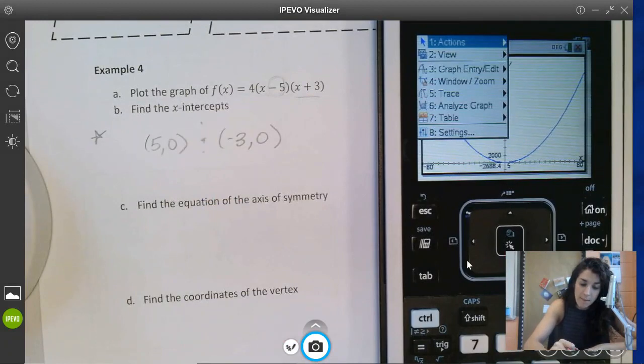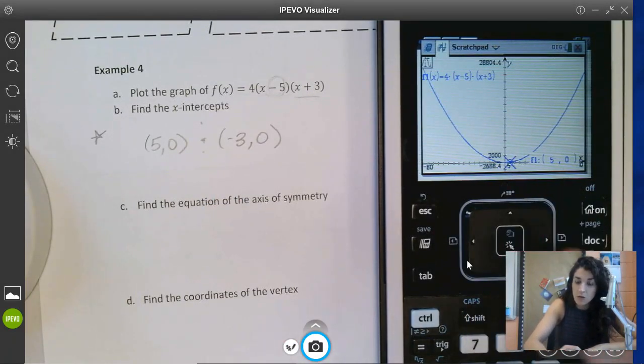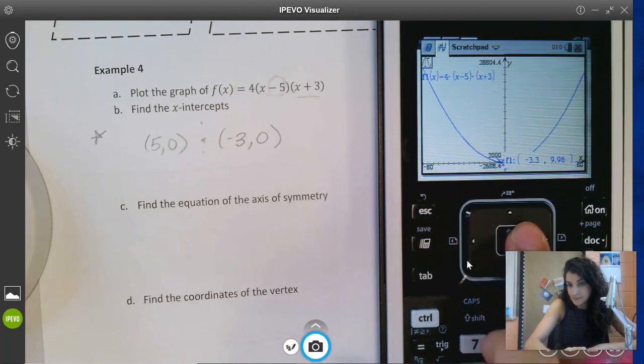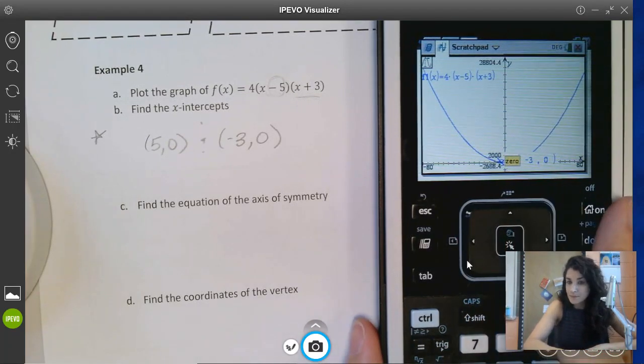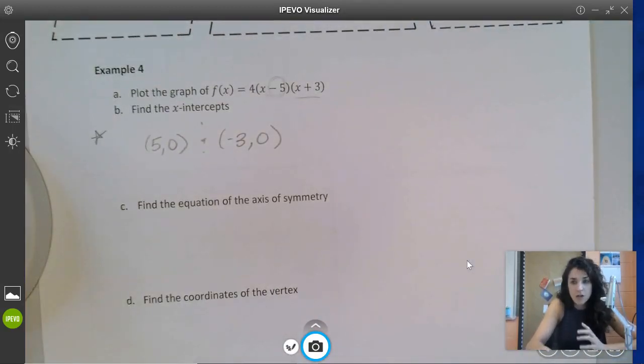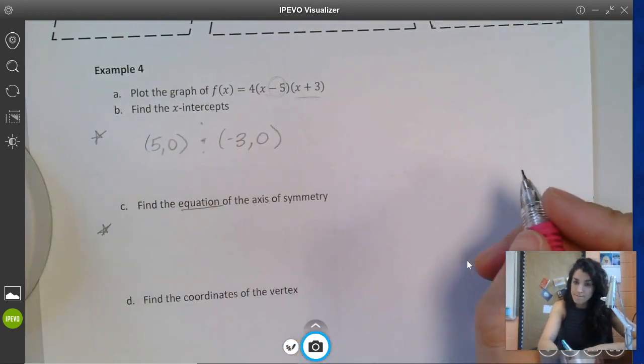You could always double check that by tracing or by doing the x-intercepts. But here we've clicked onto the 5, 0 and negative 3, 0. Then it says find the equation of the axis of symmetry, which, yes, we can use our calculator to double check. However, also remember that your axis of symmetry is halfway between your x-intercepts. So you can find it without using your calculator. Go ahead and find me the equation of the axis of symmetry.